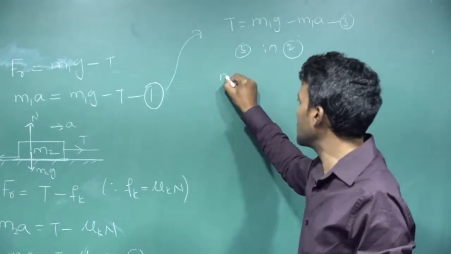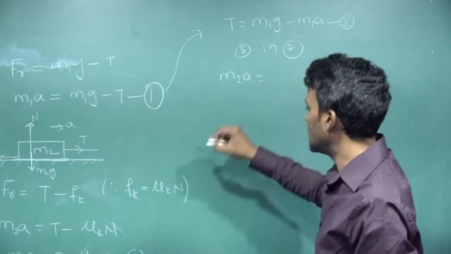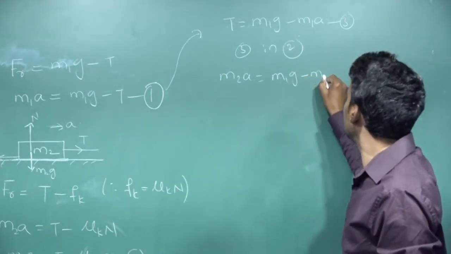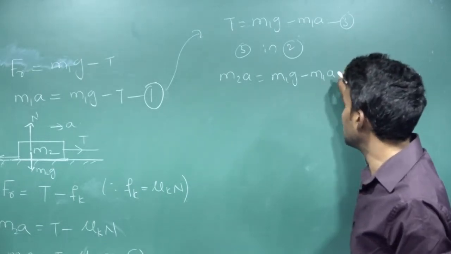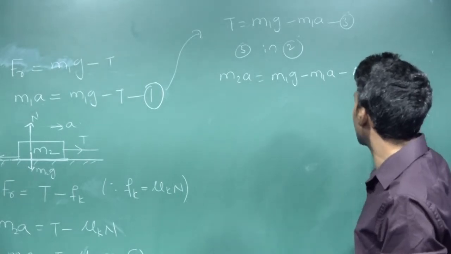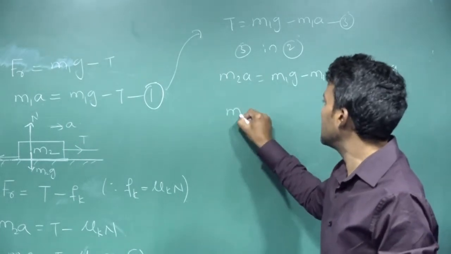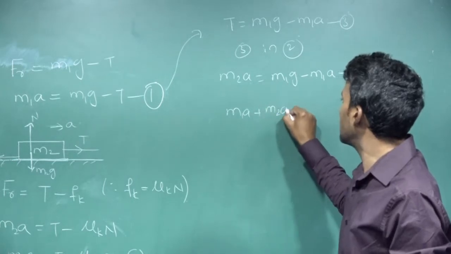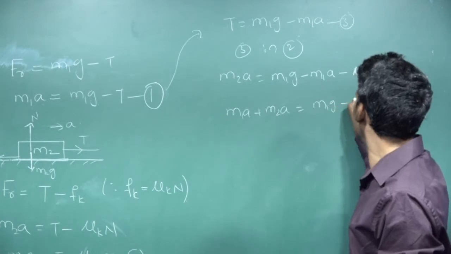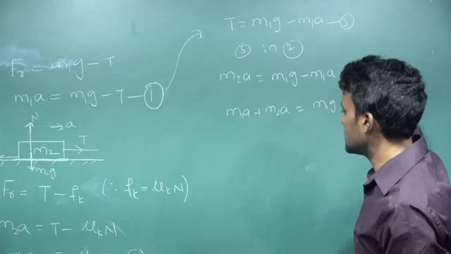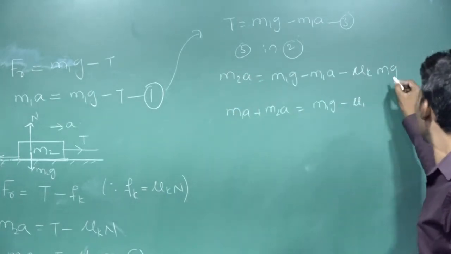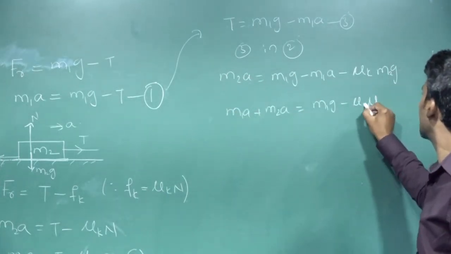At that moment, what can you write? m2a is equal to, here T is nothing but m1g minus m1a, minus mu k m2g. This acceleration I am taking to this side: m1a plus m2a is equal to, the remaining terms as usual, m1g minus mu k m2g.